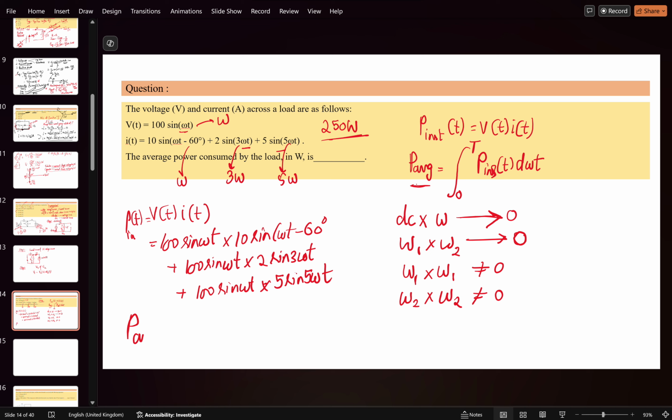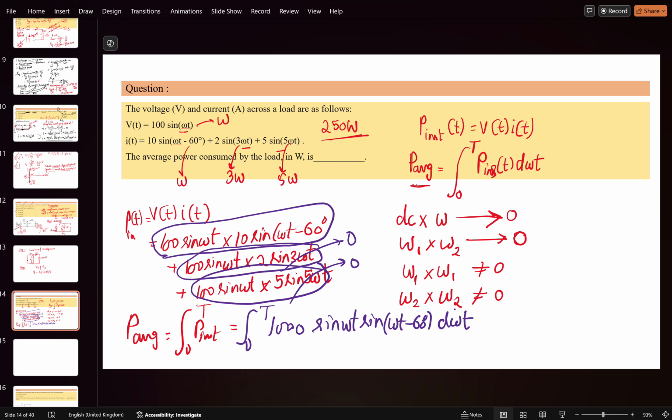This is actually 0 to 100 multiplied by 10, that is 1000, sine omega t and sine omega t minus 60 degree, with respect to d omega t. When you find it out from the values, this is basically the one term, and the one term is there in the V(t) I(t). What I have told in that part, VRMS IRMS cos of theta V minus theta I, is the average value. Okay, because there are two terms remaining, 100 sin omega t and 10 sin omega t.